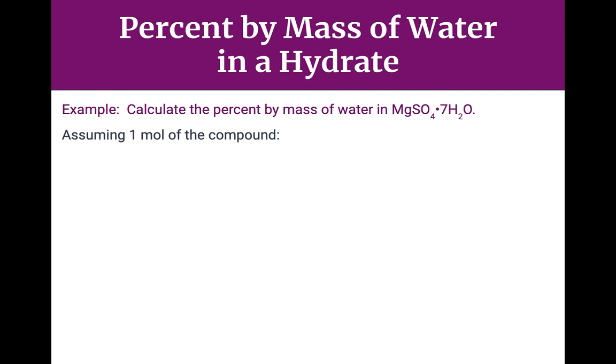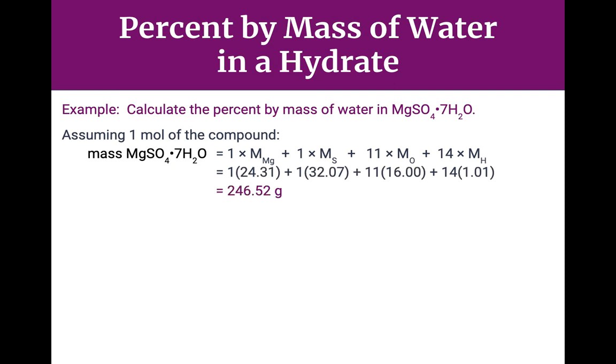So if we assume 1 mole of the compound, we figure out the molar mass of the hydrate. So there's 1 magnesium, 1 sulfur, 11 oxygens and 14 hydrogens. Be careful there. Remember that the 7 in front of the H2O also applies to the oxygen, and we need to combine that with the 4 oxygens in magnesium sulfate. So when we add that all up, we get a molar mass of 246.52 grams. Remembering that we are adding here, so our molar mass has 2 decimal places, just like all the molar masses we used in the calculation.